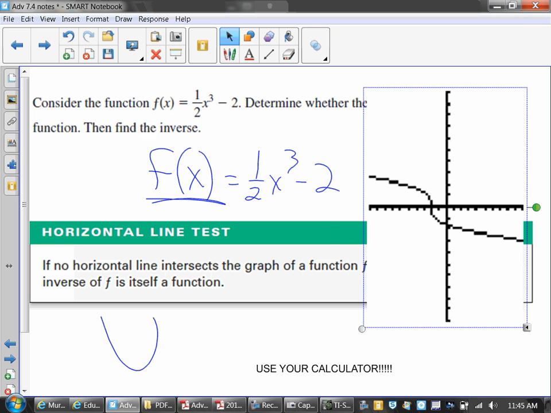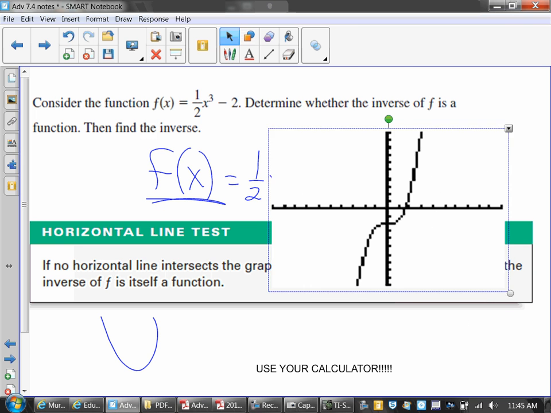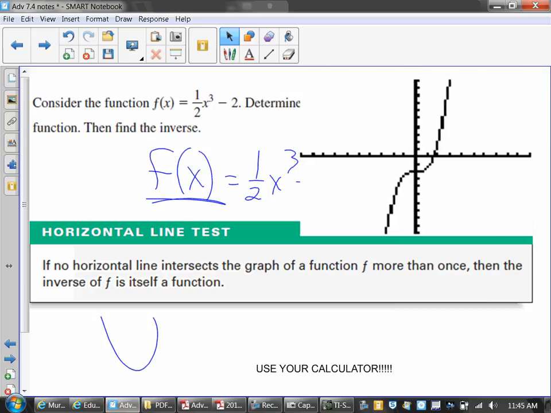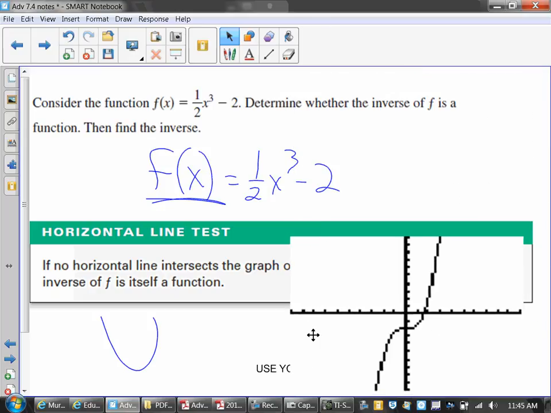Because as x becomes 0, oops, you get negative 2. But if x is like 0.0000001, it's still going to be a different value, all right? So that's what we're looking at. Can you just use your graphing calculator to tell whether or not it's going to pass these tests? Does that make sense? What's that?